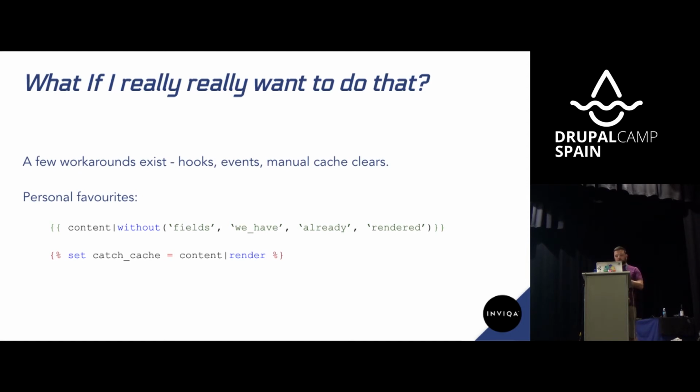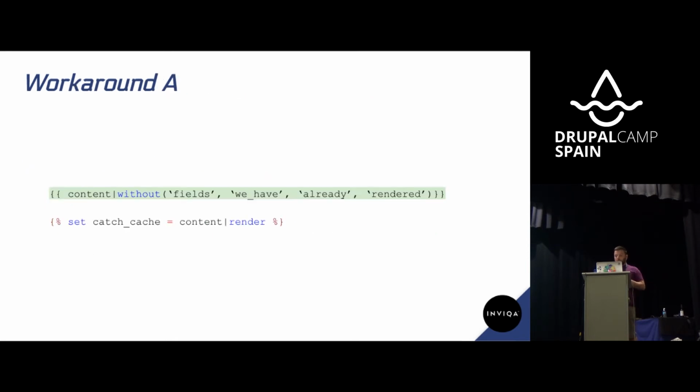My personal favorite approach would be to actually resolve the problem at the level it's introduced. So you're missing cacheable metadata in your Twig template. Let's add it back to the Twig template. So the two workarounds that work the best for this, from what I found out so far, would be these two: workaround A and workaround B.